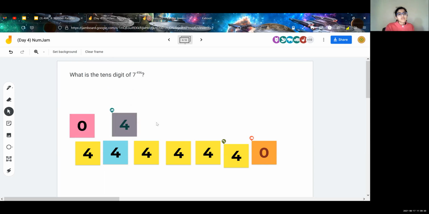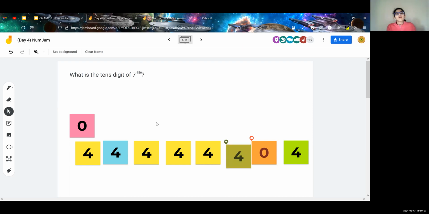So it would be 0440. When you get x mod 4 is equal to 0, you would take the last digit, because 0 mod 4 is equal to 4 mod 4. So you'd get the 4th digit, so 7 to the power of 4 has a tens digit of 0, so the answer is 0. I'm seeing a lot of answers of 4, and I don't know why. I don't know if I did my math wrong.